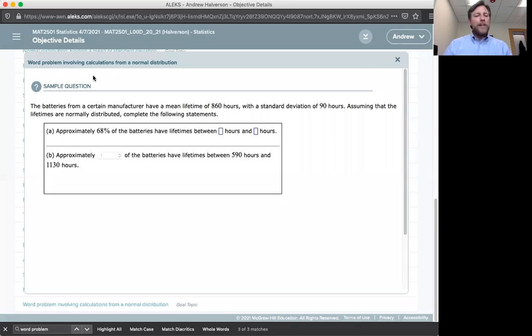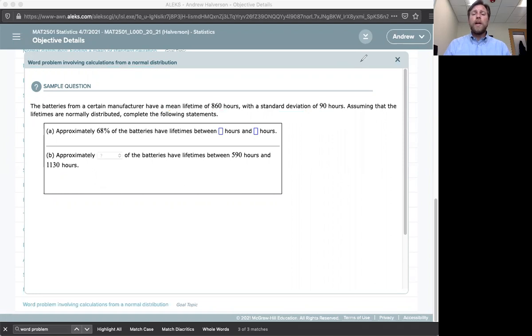Okay, so I have another question here. It comes from the lesson, word problem involving calculations from a normal distribution. Here's the sample question: Batteries from a certain manufacturer have a mean lifetime of 860 hours with a standard deviation of 90 hours. Assuming that the lifetimes are normally distributed, complete the following statements.